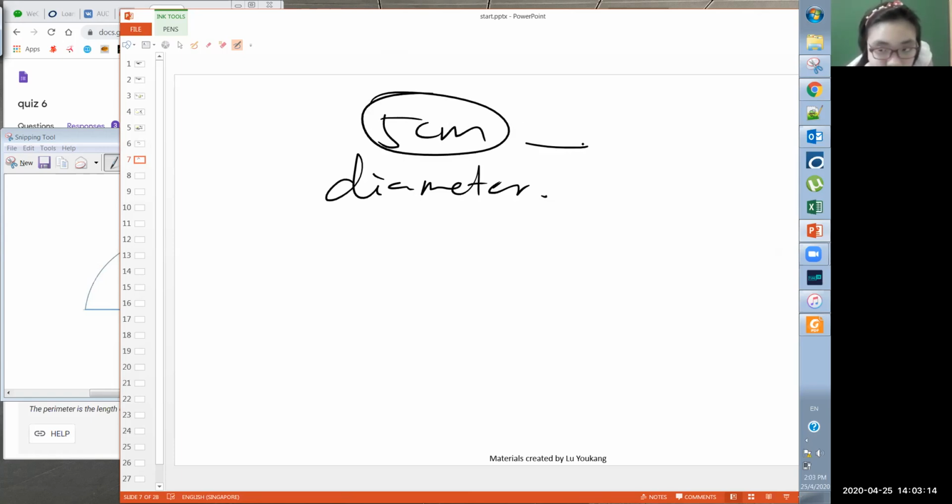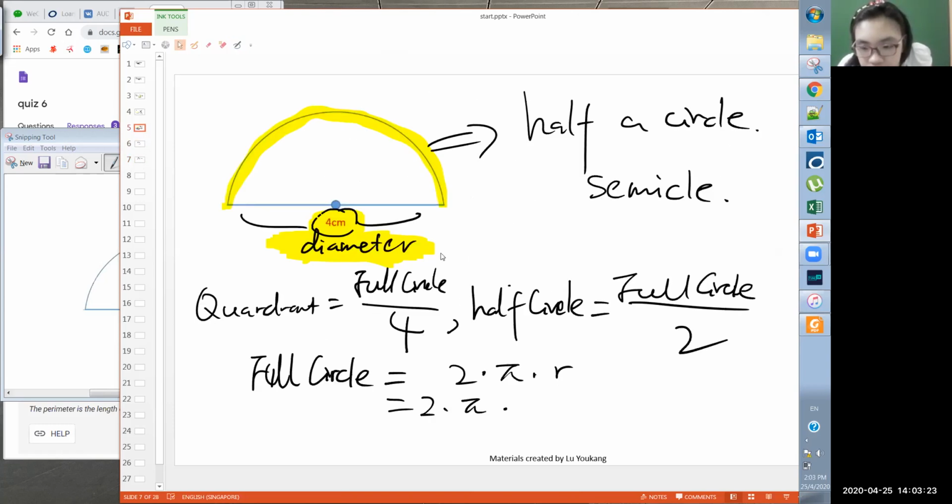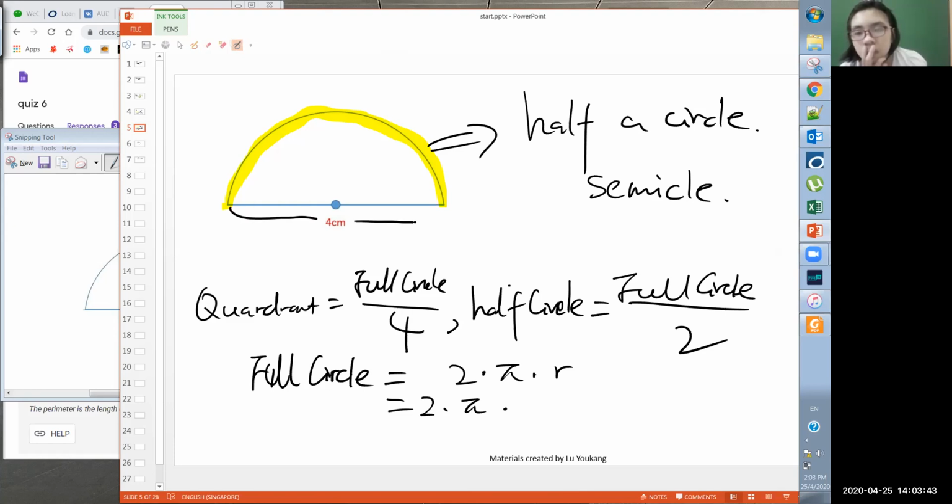So my 5 cm is my radius, you are saying? Then how can you tell me this 4 cm is the radius? If the diameter here is 4 cm, so if this whole line is 4 cm, can I ask you which one is the radius?